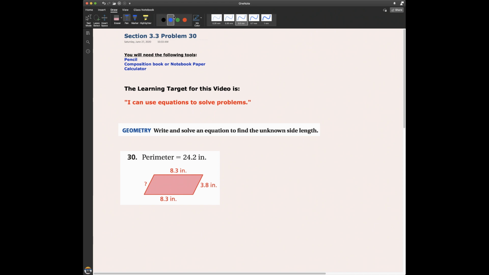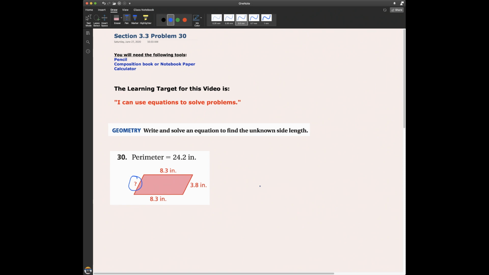Hello everybody, Mr. Odom here, and I have a problem from section 3.3 that we are going to work out. This one, we're going to have to write an equation to find the length of the side of this parallelogram. Make sure you have your pencil, composition book, or notebook paper. You might need a calculator for this one, and we'll get started.